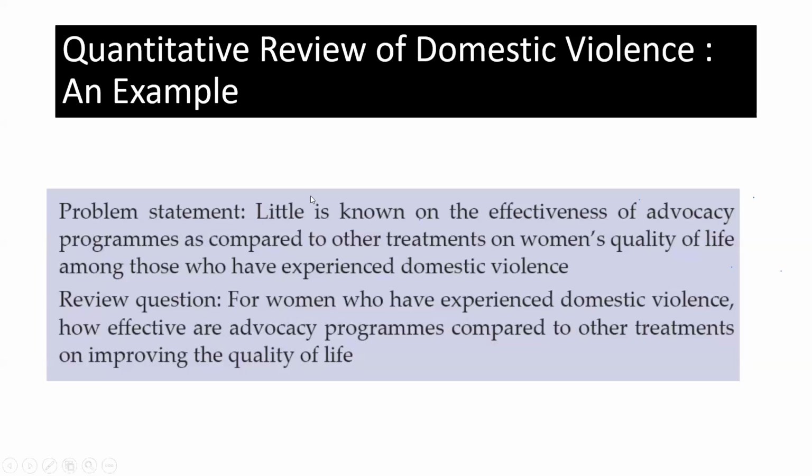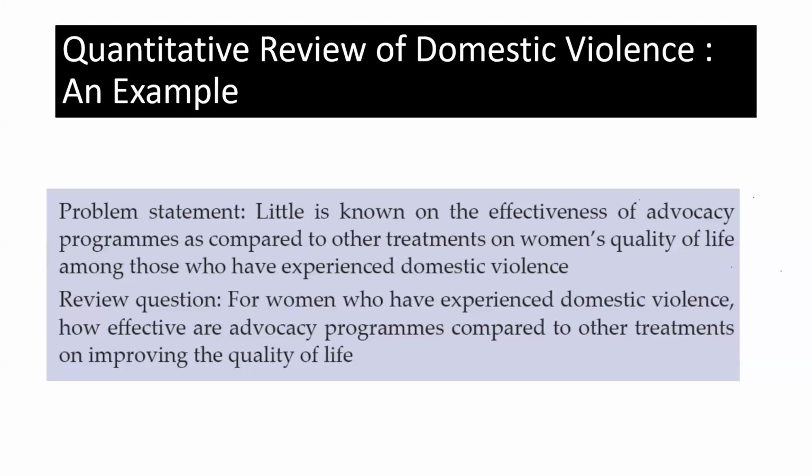So let's look at this, just an example about one study. The problem statement: when you give a problem statement, what is the problem? Why do you want to do this systematic review? The problem is this: little is known on the effectiveness of advocacy programs as compared to other treatments on women's quality of life among those who have experienced domestic violence. The review question would be: for women who have experienced domestic violence, how effective are advocacy programs compared to other treatments on improving the quality of life? So this is our review question.